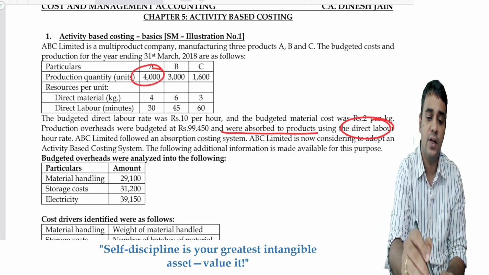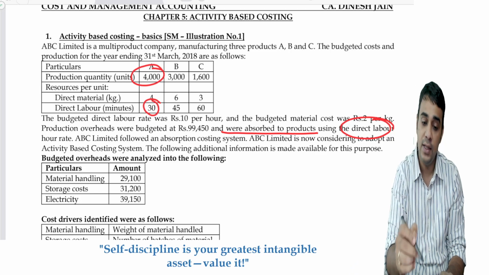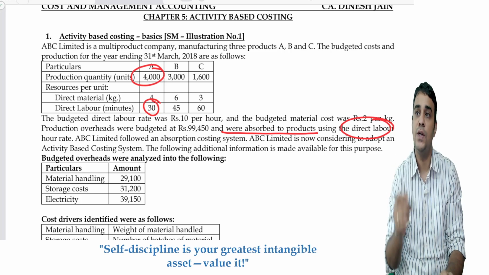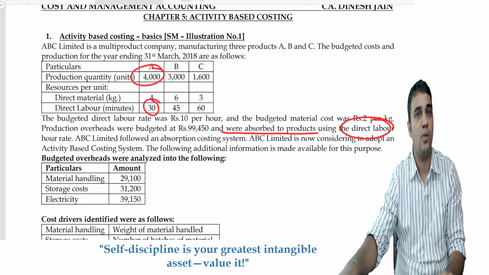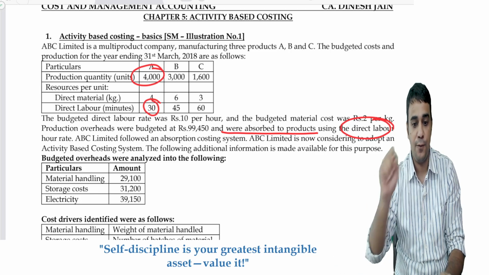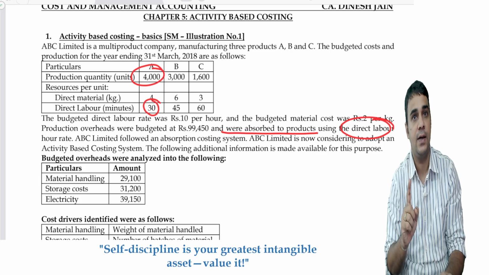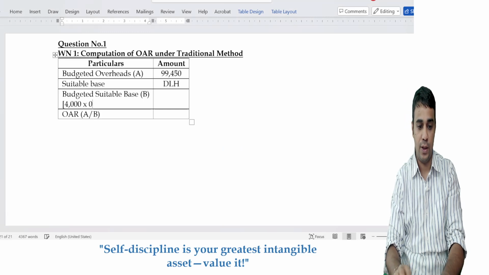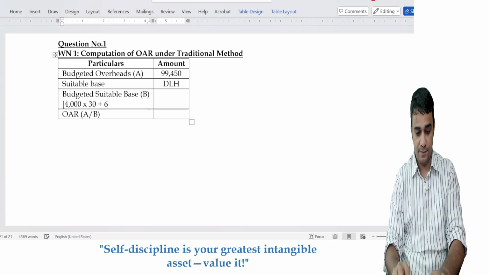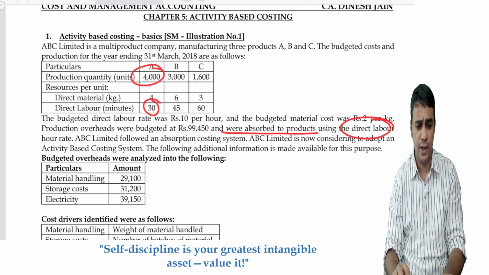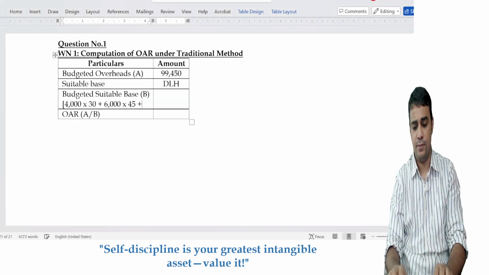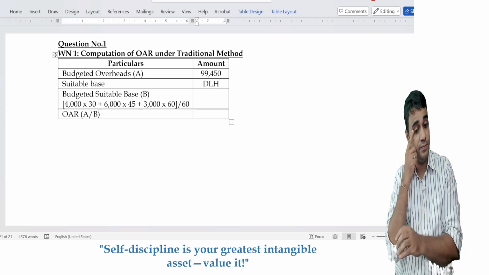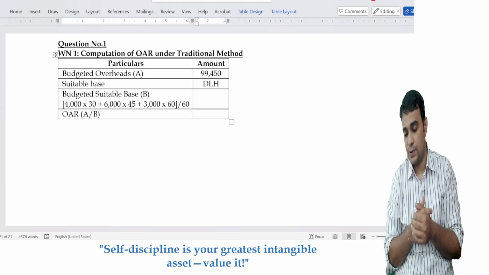4,000 units into 30 minutes, 3,000 units into 45 minutes, and 1,600 units into 60 minutes, whole divided by 60 to convert into hours. 4,000 units, each unit 30 minutes. Now, budgeted suitable base in bracket: 4,000 into 30 plus 6,000 into 45, 3,000 into 60, whole divided by 60.